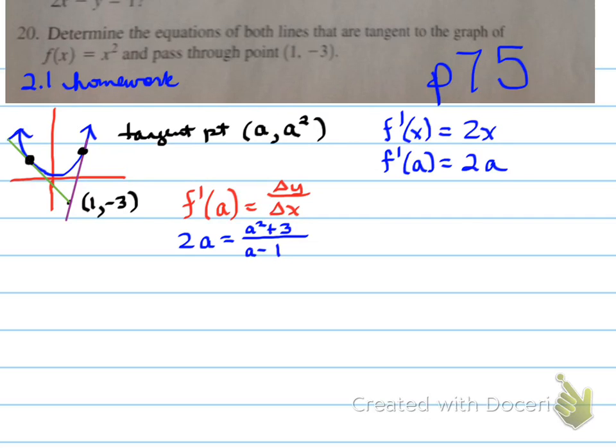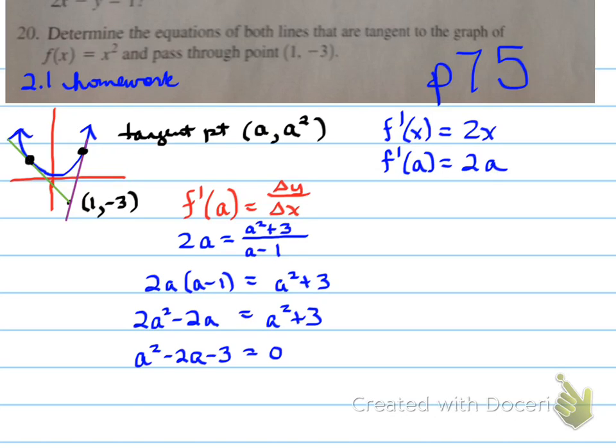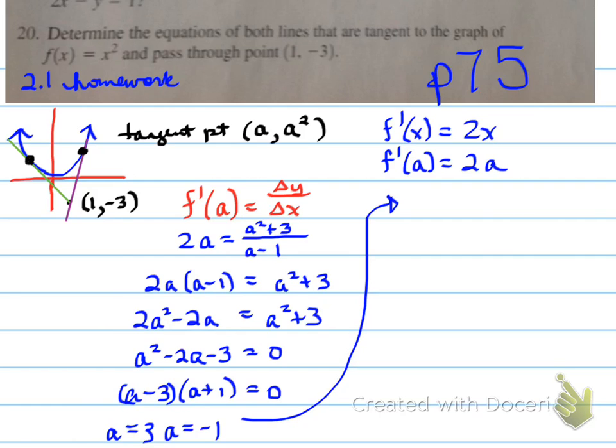So we make one side equal the other side. You now cross multiply, expand, collect like terms, and lo and behold, when you collected the like terms, you should see that this is factorable. It's factorable so that we get (a - 3)(a + 1) = 0. Well, that gives us the value of a equals 3 and a equals negative 1.